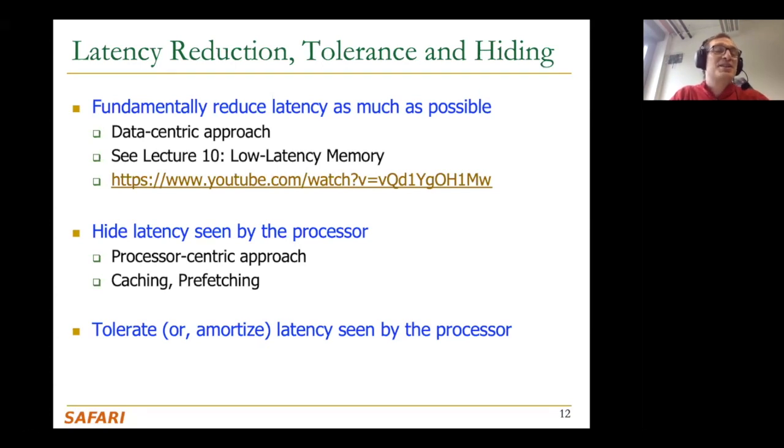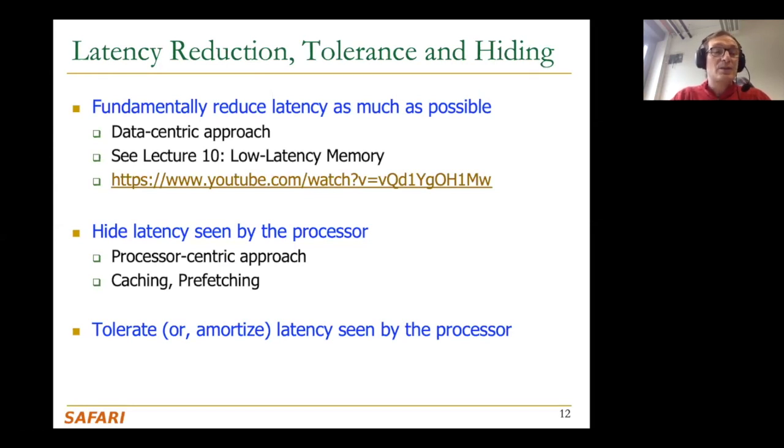So clearly, this is a processor-centric approach. Now, it could also be employed in data-centric systems where processors are much closer to memory. For example, Tesseract, as I mentioned. In Tesseract, processors are in the logic layer. Still, there are compute units that are separated from the memory. And you may need to hide the latency if that latency is high.